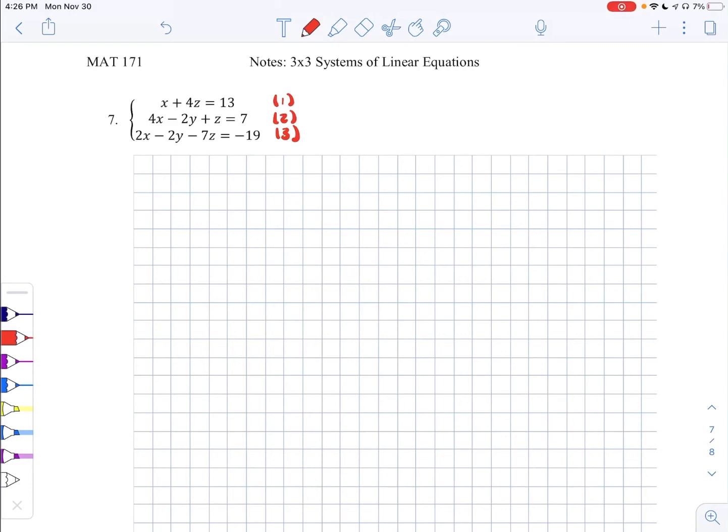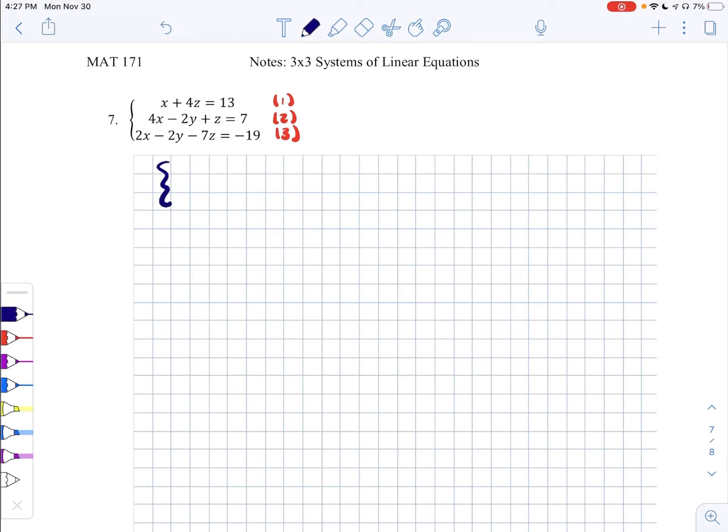This time though, because our top equation already only has 2 variables in it, we don't have to do anything to equation 1. All we have to do is take equations 2 and 3, eliminate the y variable that's missing from equation 1, and we'll have our 2x2 system. So let's go ahead and see how this works.